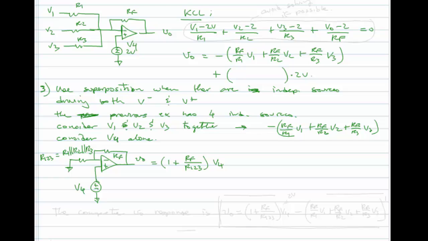So just like that, we've been able to write the contribution due to V4, and so the complete response, complete V out response, not meaning complete as in transient and steady state, but I mean the response due to all of the independent sources working, is simply VO is equal to 1 plus RF over R123 times V4, which is 2 volts in this case, minus RF over R1 V1 plus RF over R2 V2 plus RF over R3 V3.